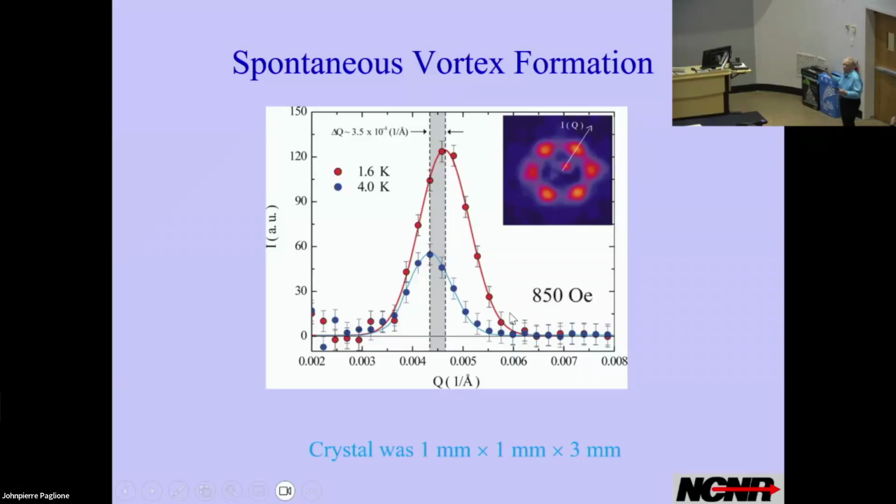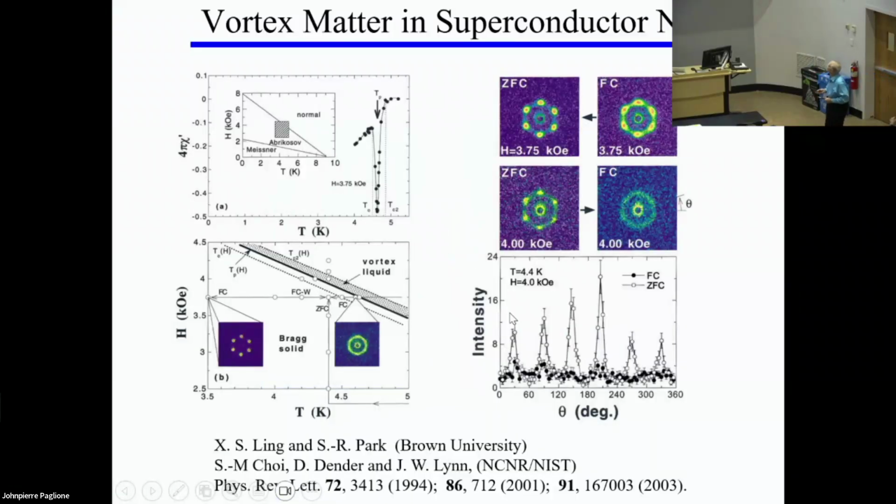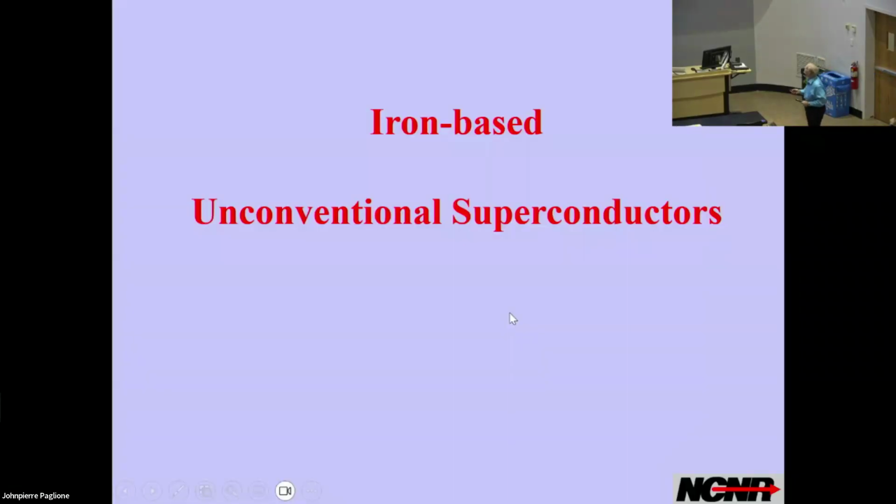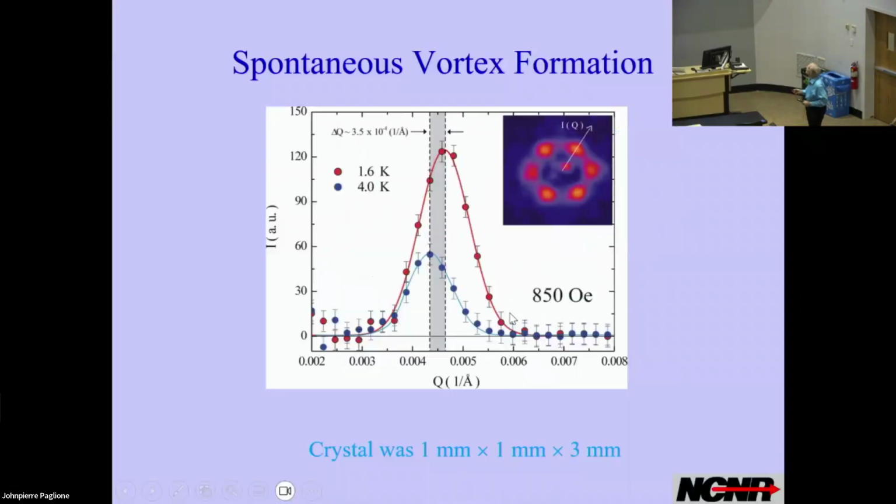Okay. And the crystal for this was about 1 millimeter by 1 millimeter by 3 millimeters, just to give you an idea. Here's another vortex. Sorry, why does the peak shift? So you went through this magnetic state, there's more vortices. When you shove more vortices in, that means that the lattice parameter has to get smaller to accommodate that.